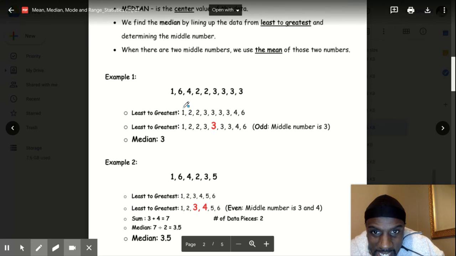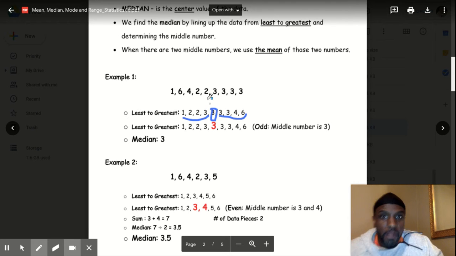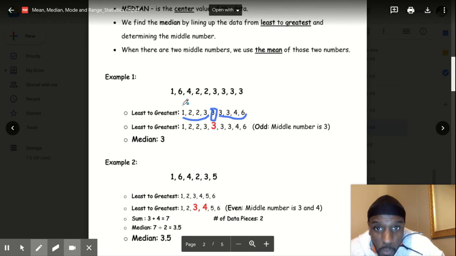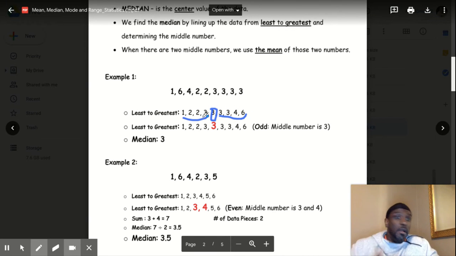And then I notice that I have 4 over here, and then I have 4 over here, right? So the middle would be right there. That is 3. So the median of my data is 3. Because I have 9 numbers, the median would be the 5th number. So 1, 2, 3, 4, 5. 1, 2, 3, 4. So the middle number is the 5th.